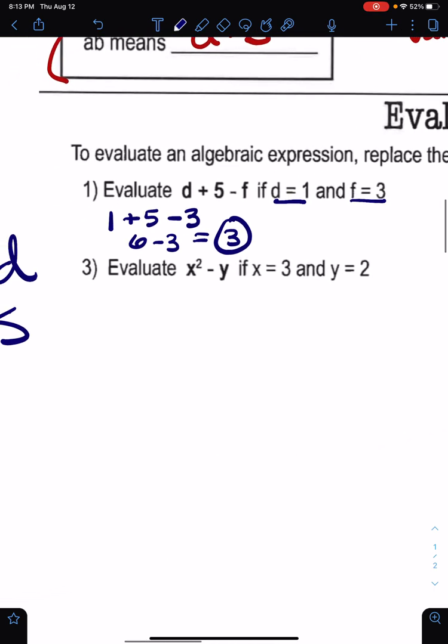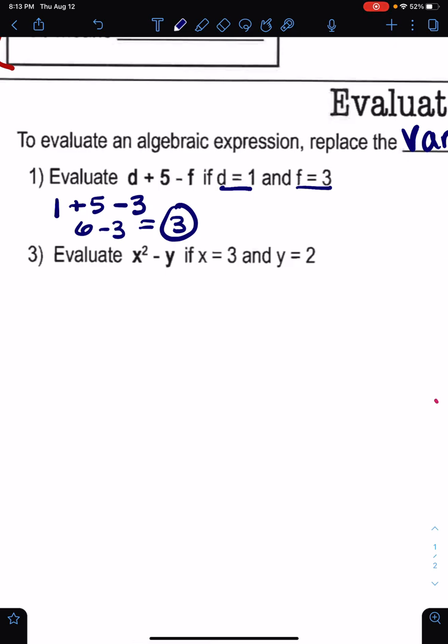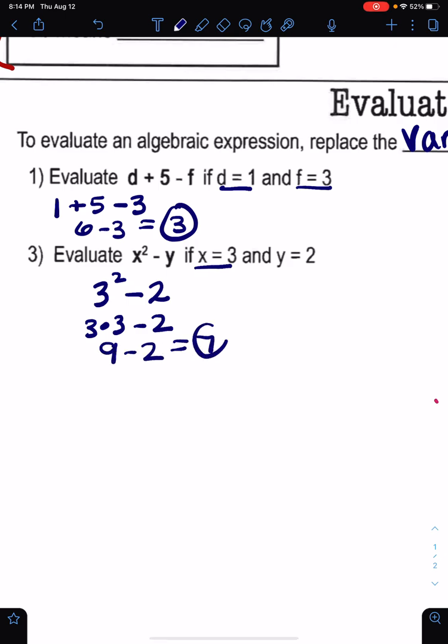All right, number 3, evaluate x squared minus y. So we're going to do 3 squared because x is 3. And then we're going to subtract y, which is 2. Remember that 3 squared means 3 times 3. It does not mean 3 times 2. An exponent means to multiply something by itself. So 3 times 3 is 9, and 9 minus 2 is 7.